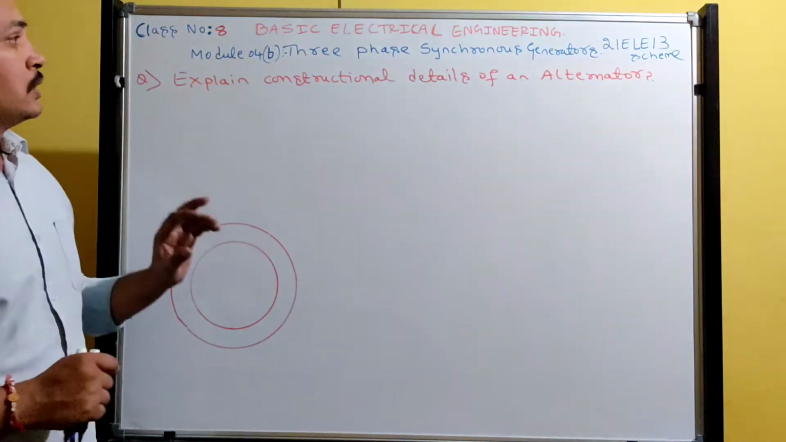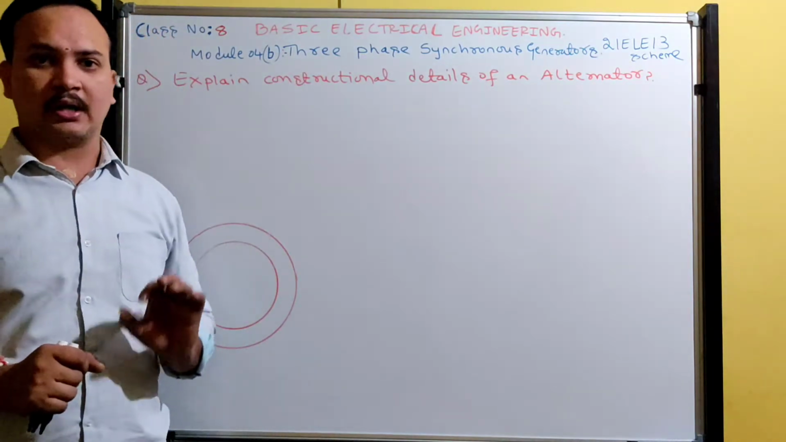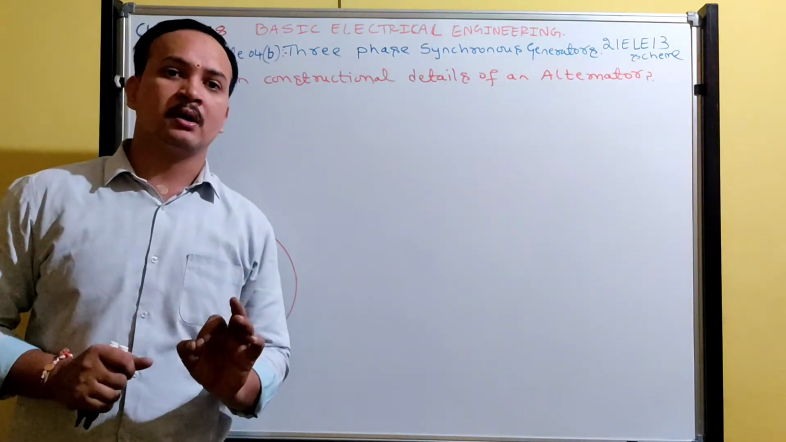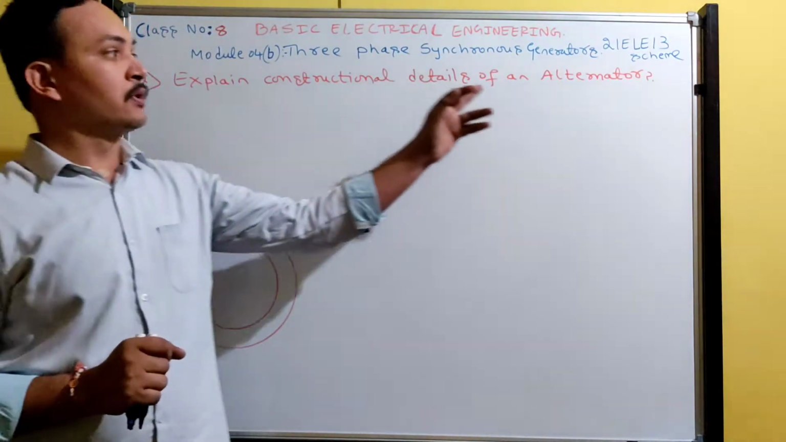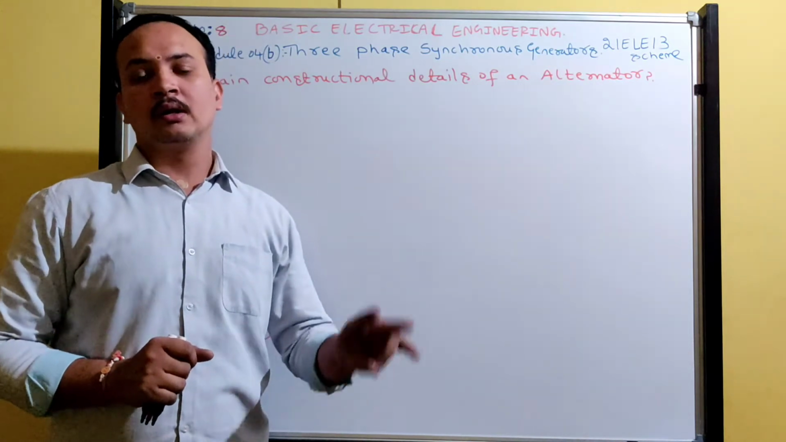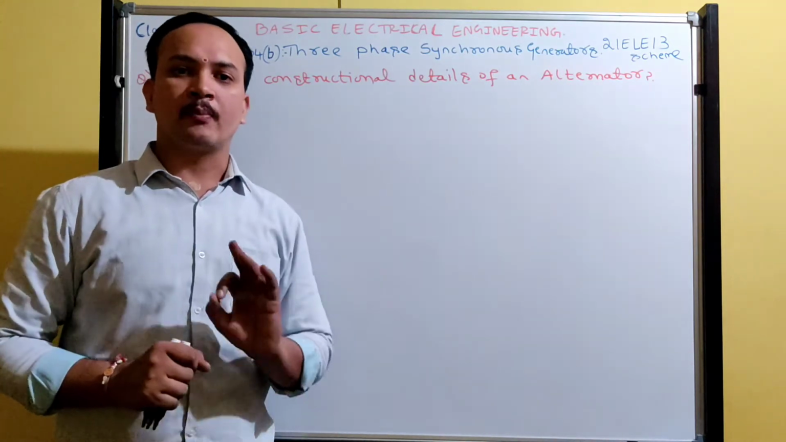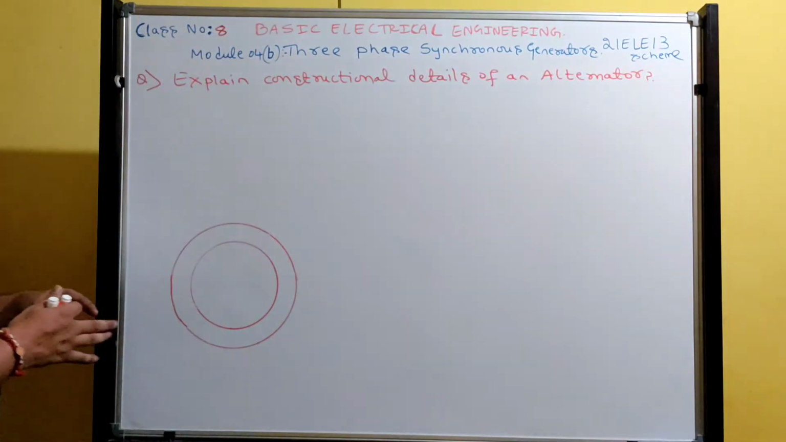See, in module 4, we have two types of construction topics. One is the construction of a three-phase induction motor, and the other is the construction of an alternator. Out of these two, definitely one question we can predict for the university examination. Okay, so we can start this topic.